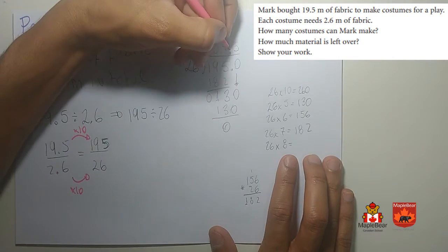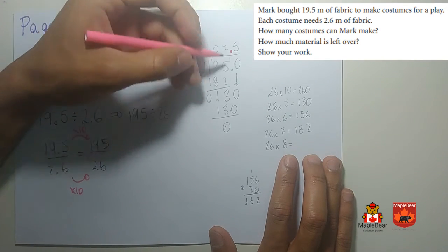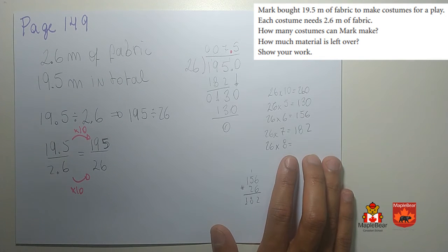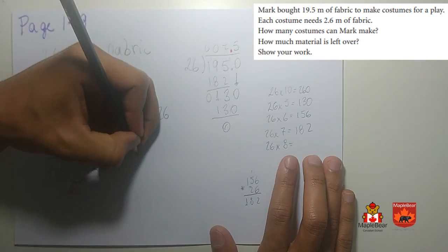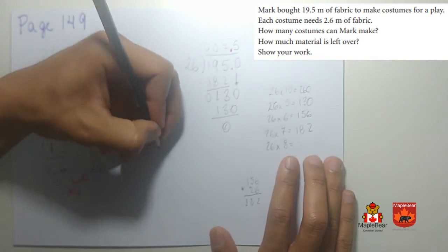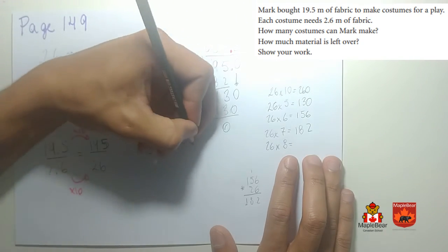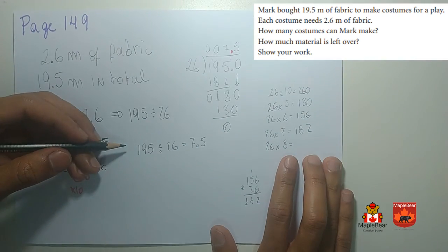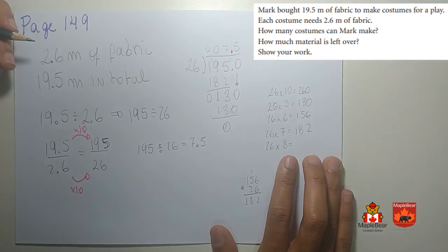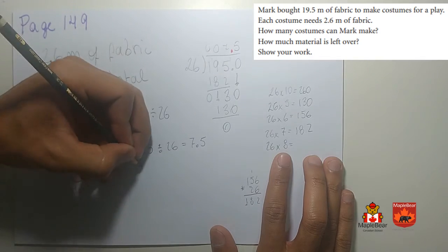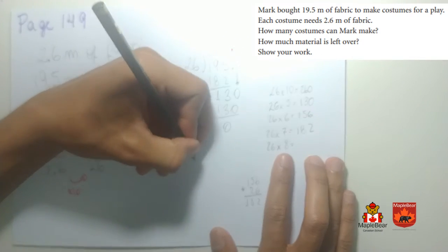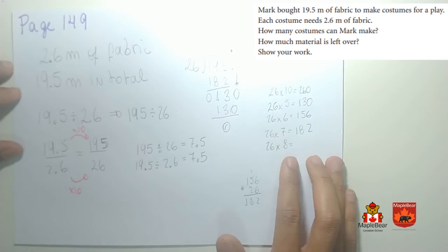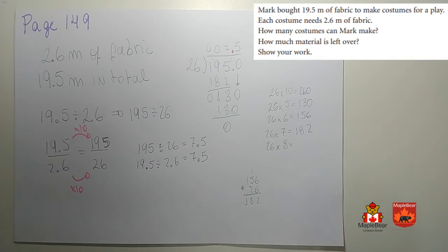No, why not? Because here, my decimal point is going to be aligned with the decimal point in my dividend, okay? So what did I find out here? I found out that 195 divided by 26 is equal to 7.5. So if 195 divided by 26 equals 7.5, it means that 19.5 divided by 2.6 is equal to 7.5 too. Okay? So I have two different calculations with the same result.